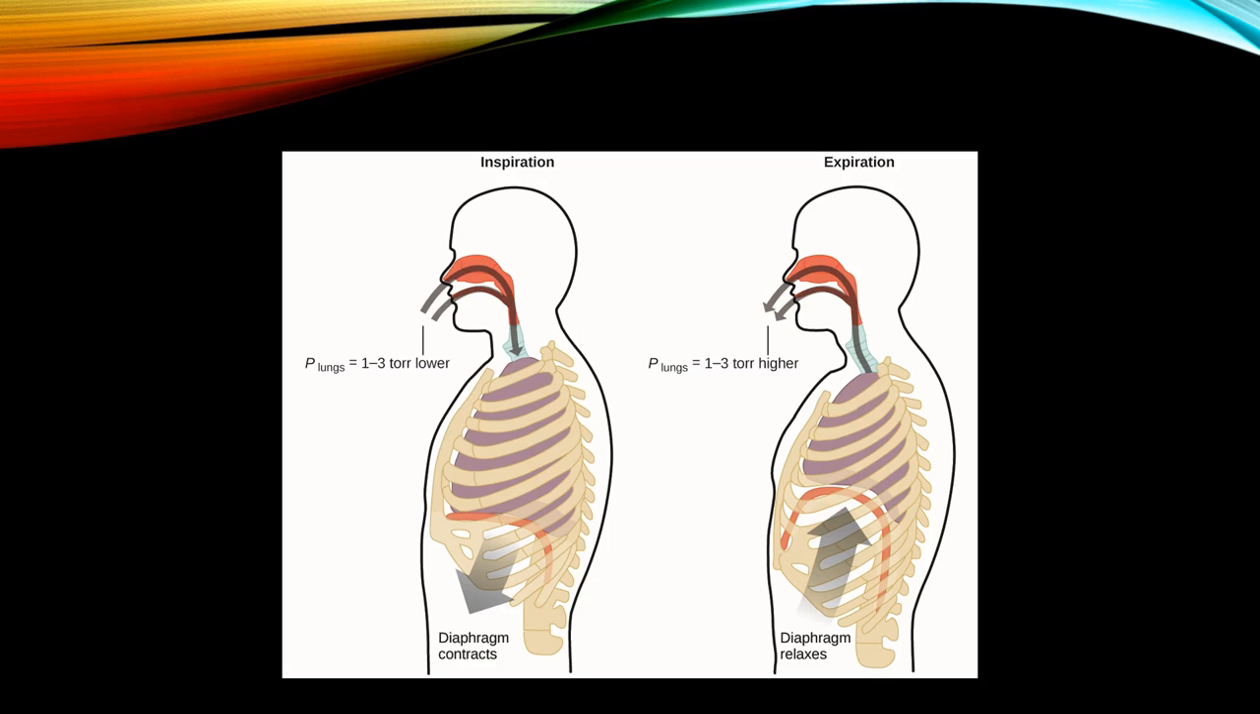A good example of this is how we breathe. We are surrounded by about 1 atmosphere of atmospheric pressure, or 760 torr. And when we breathe, our diaphragm contracts. And what this does is it increases the volume inside our chest cavity. That makes the pressure inside our chest cavity lower than the atmospheric pressure. And so air rushes in.